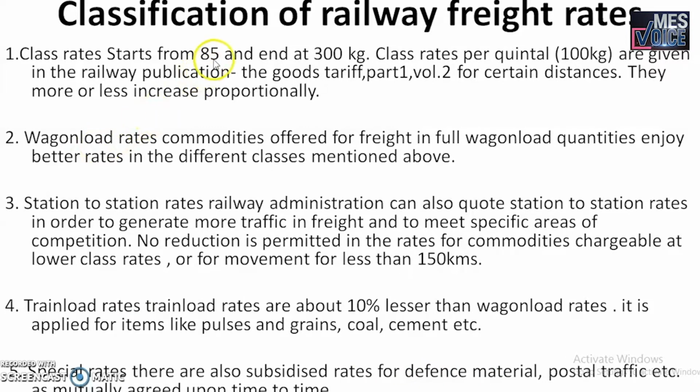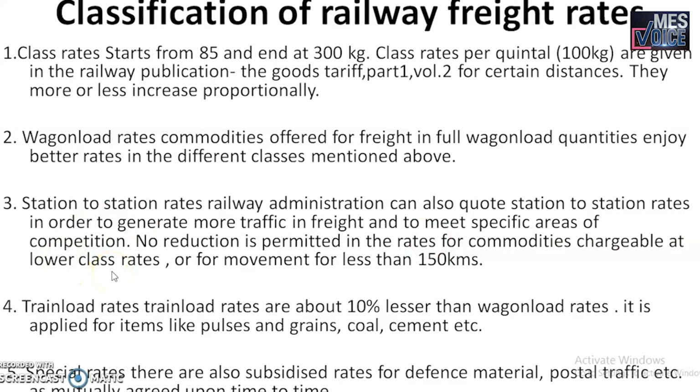And the freight rates will start from rupees 85 and end at rupees 300 per kg. And the rates will also change when goods need to be transported from one station to another. No reduction is permitted in the rates for commodities chargeable at lower class rates or for movement of less than 150 kilometers. If you need to send a parcel below 150 kilometers, the railway will not provide any kind of discount. Whether you have a large quantity or a smaller distance, there will be no reduction.